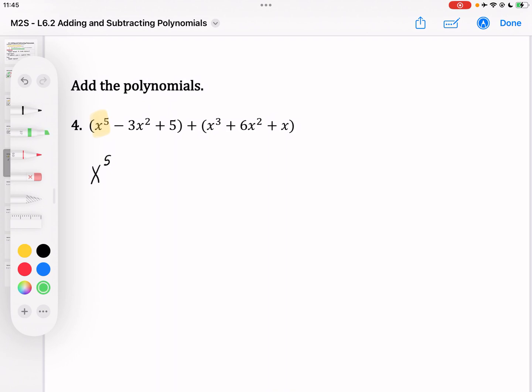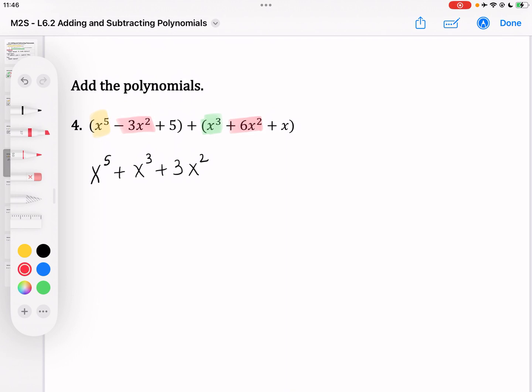So then I look for my next biggest exponent. So the next number after 5 would be 4. I don't see any that are raised to the 4th, so then I go down to 3. And I do see 1 that's raised to the 3rd. So I'm going to put that down, and that's it. So it's just plus x to the 3rd. After a 3 is a 2, so I find the ones that are raised to the 2nd power. That's those 2, and I'm going to add those. So -3 plus 6 is a +3, and then you keep the exponent as a 2.